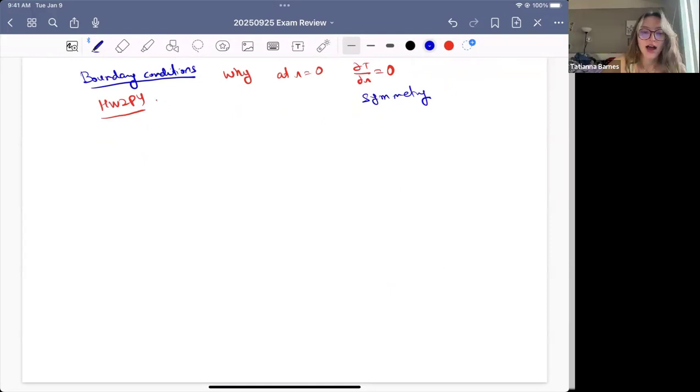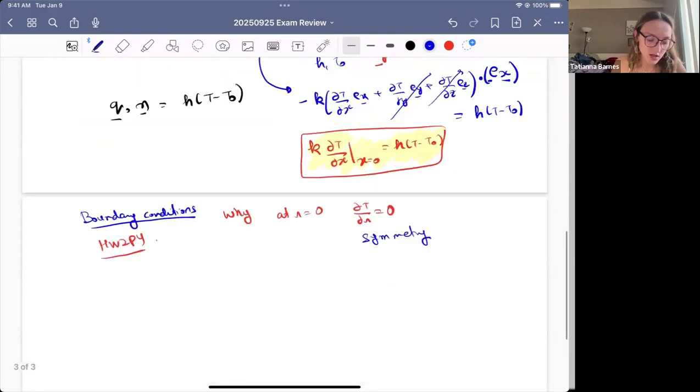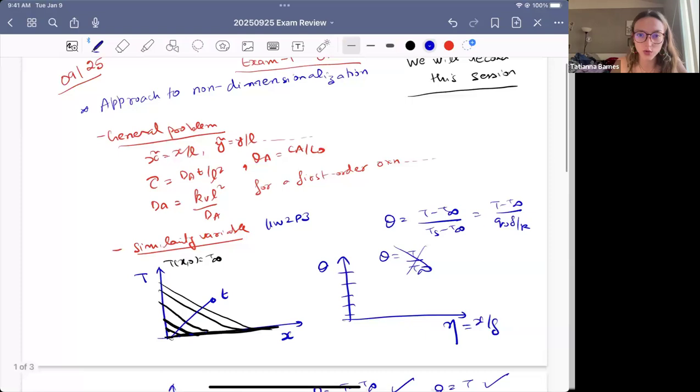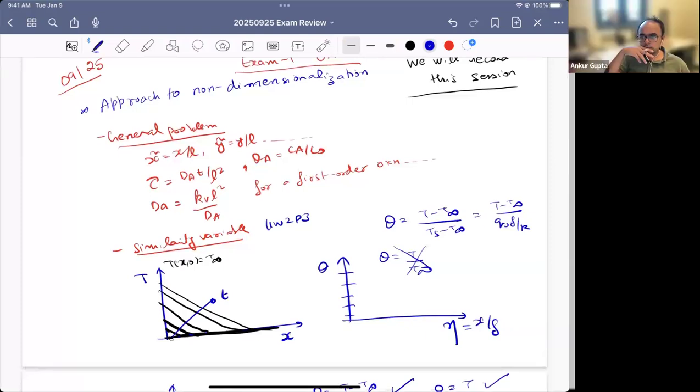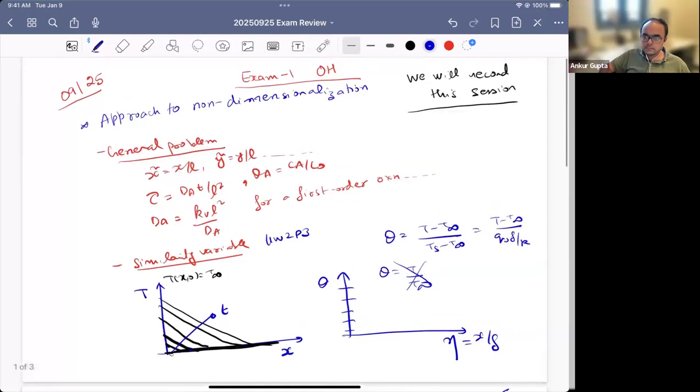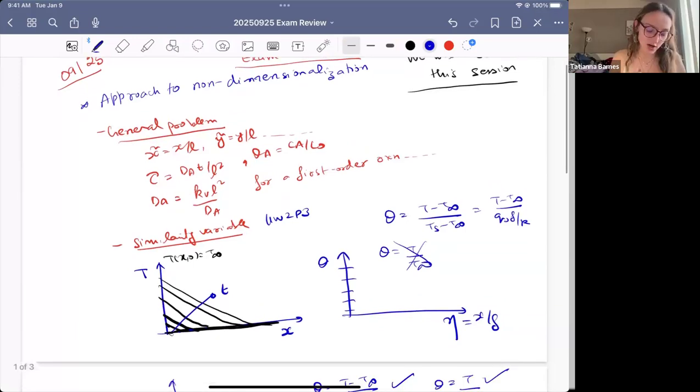I do have a question. I think you guys might have been talking about it right before I joined. Can we go through the similarity solution part of it again? I think that's the most challenging part for me, how to choose your theta and your n and stuff.